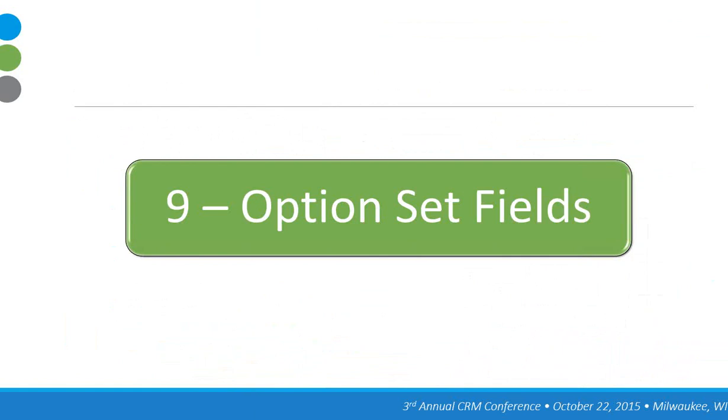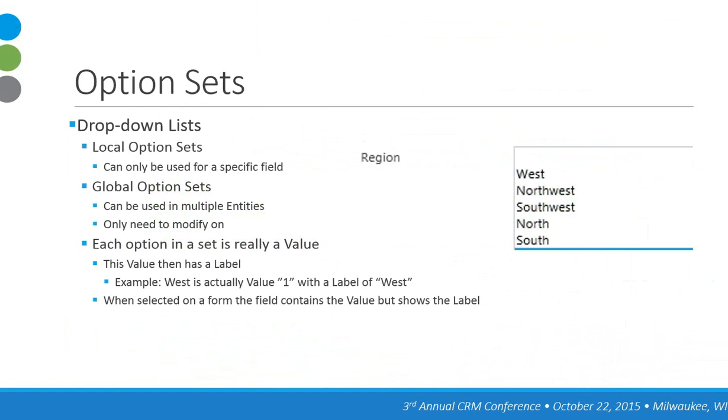Our next section we want to talk about is some information on option set fields in the system. Now, option sets are drop-down lists, and there's a couple different variations of them. You have the local option sets, which are built right on that specific field, and they can only be used for that field. We almost always, 99% of the time, recommend creating global option sets.